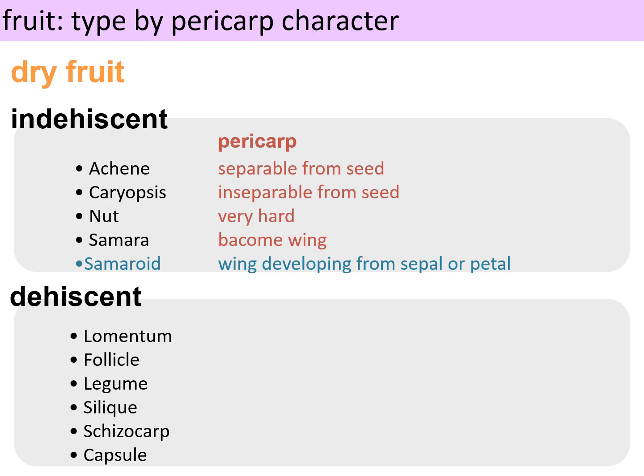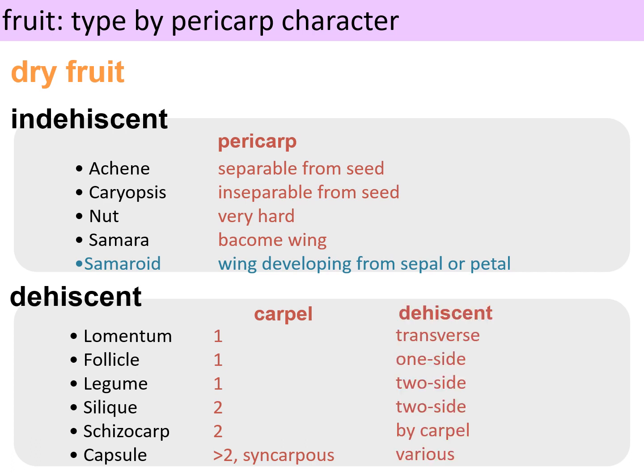And as you know, the samaroid is actually not a fruit type, but just a modified nut, where the wing developed from the sepals or petals. So it is a samaroid. And for the dehiscent fruit, you can use the number of carpels to separate the types, and also the direction of the dehiscence.